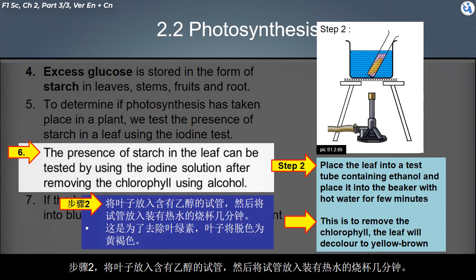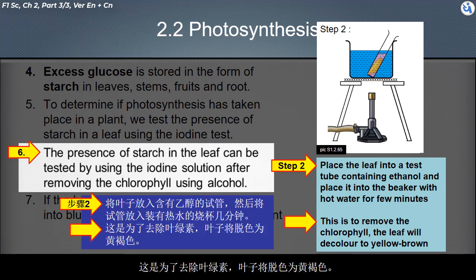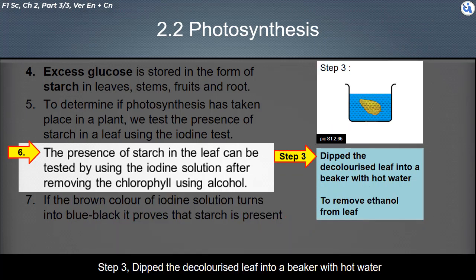Step 3. Dip the decolorized leaf into a beaker with hot water. The purpose is to remove the ethanol from the leaf.